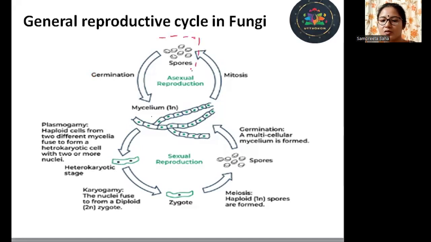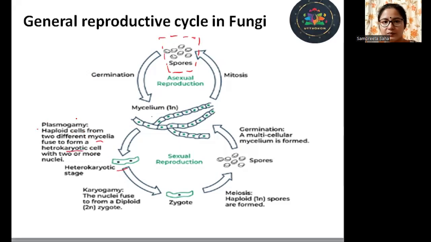So let's take the spores as the starting point. Now from the spores, when they are germinating, it is producing the mycelium. Now this mycelium enters the reproductive cycle. It goes into a heterokaryotic stage. That means two nuclei having different properties are there to demonstrate plasmogamy. What is plasmogamy? Haploid cells from two different mycelia fuse to form a heterokaryotic cell.